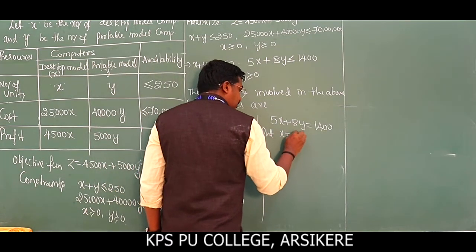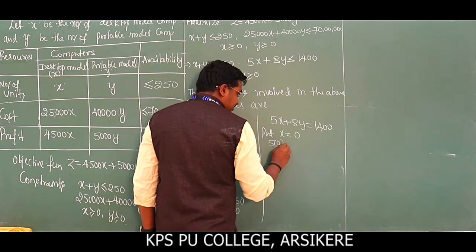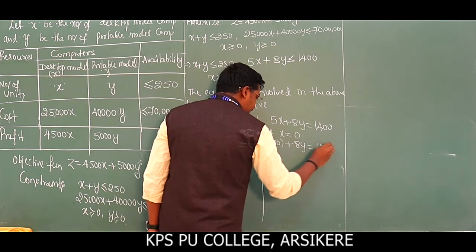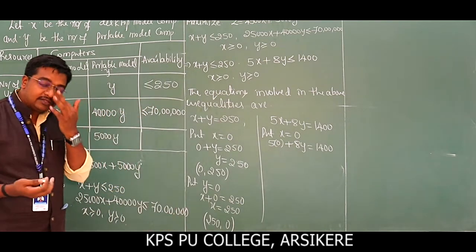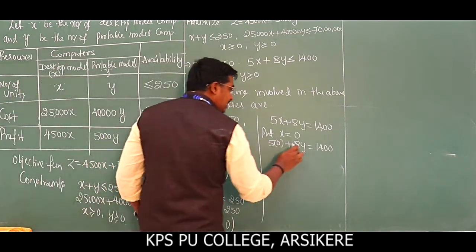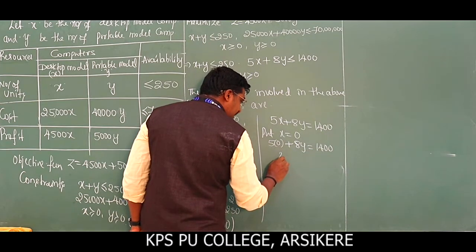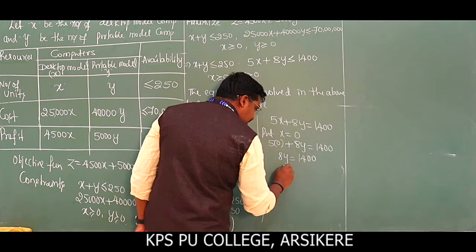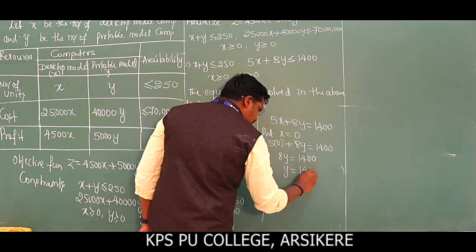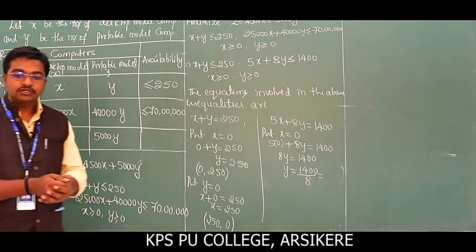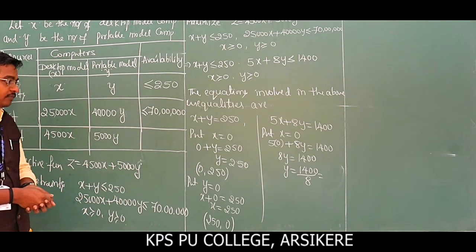Put x is equal to 0. 5 into 0 plus 8 into y is equal to 1400. 5 into 0 leaves us with 0 plus 8y, which becomes 8y. So 8y is equal to 1400. What about y then? y is equal to 1400 divided by 8.